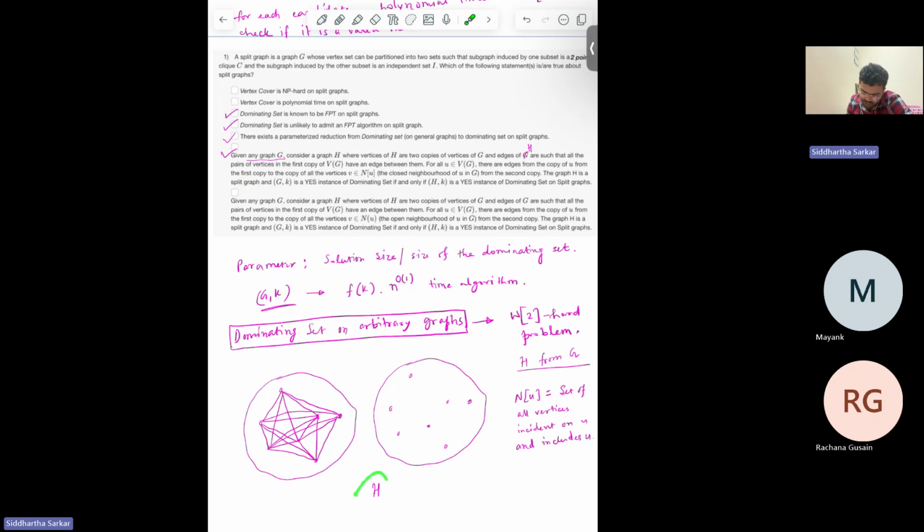So that is a description of H, and the claim is that the graph H is a split graph, and G comma K is a yes instance of dominating set if and only if H comma K is a yes instance of dominating set on split graphs. So there is a reduction. So first we have to verify whether this is indeed a split graph. So first, such edges are there. So from every vertex to itself, I mean two copies of the same vertex will get an edge.